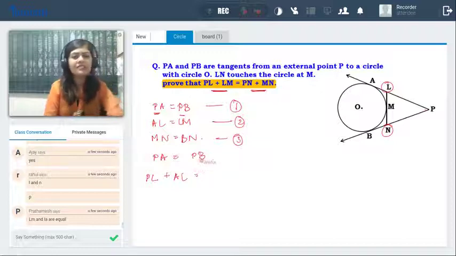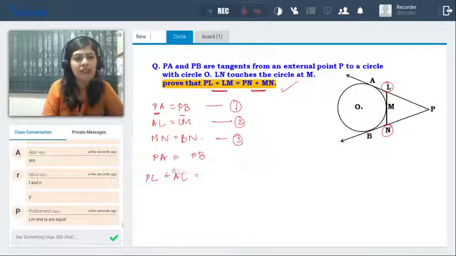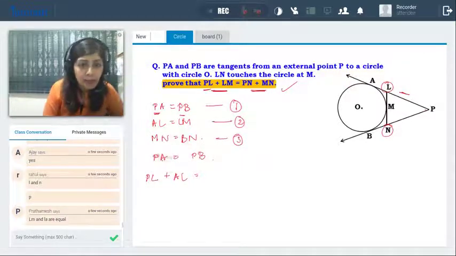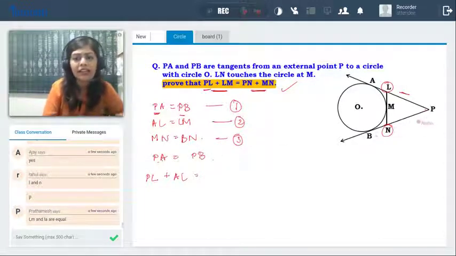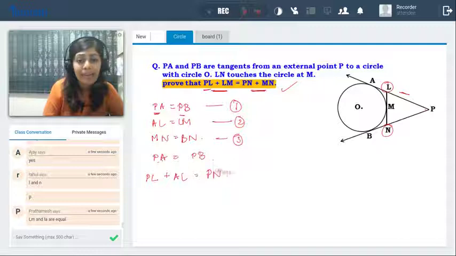Yes, that's correct. Let's forget what they want. Let's start with what we have. Since they want PL and PL is a part of PA, we're going to talk about PA and PB for now. So PA is PL plus AL. What about PB? PB is also divided into two parts. They are PN plus NB.